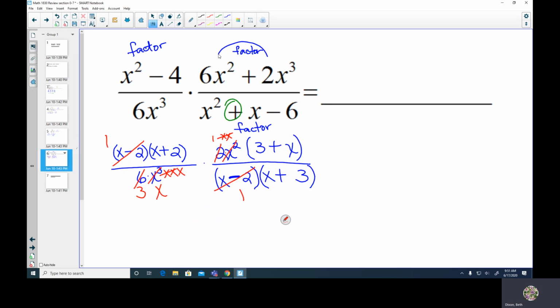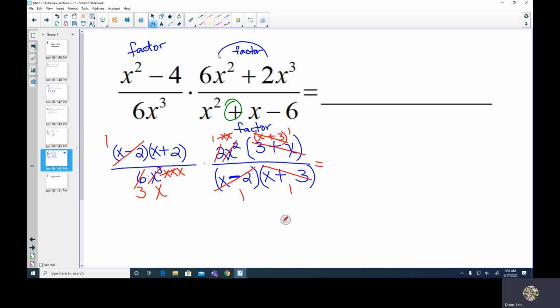Okay, next let's look at the next term, which is 3 plus x. Well, I don't have a 3 plus x, but I have an x plus 3. And those are technically the same thing, because 3 plus x can be written as x plus 3. It does not change the sign. Therefore, that can cancel out that, and that is gone. Each of those divides out and gives me 1.